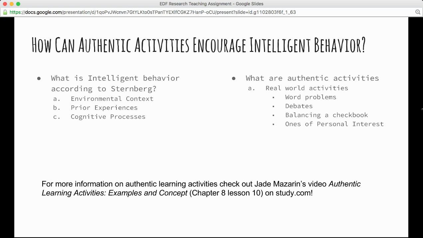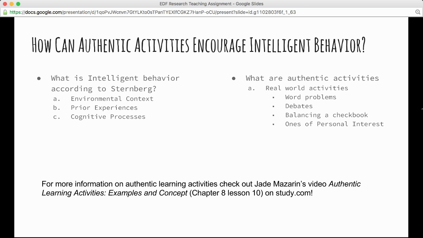How can authentic activities encourage intelligent behavior? In order to analyze how the authentic activities can encourage intelligent behavior, we first have to understand what Sternberg's idea of intelligent behavior was. In Ormrod's book, she describes intelligent behavior according to Sternberg's definition, which involves the interplay of the following three factors: environmental context, prior experiences, and cognitive processes, or how a person thinks.